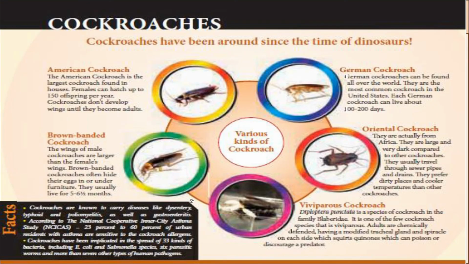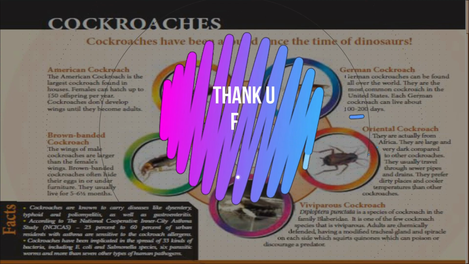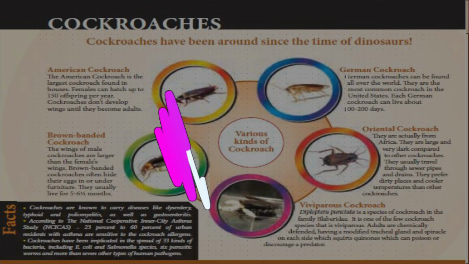There are various kinds of cockroaches like the American cockroach in America, brown banded cockroach, German cockroach, oriental cockroach and viviparous cockroaches. Cockroaches are known to carry many disease-causing pathogens, and they spread diseases like dysentery, typhoid, poliomyelitis, gastroenteritis, etc.